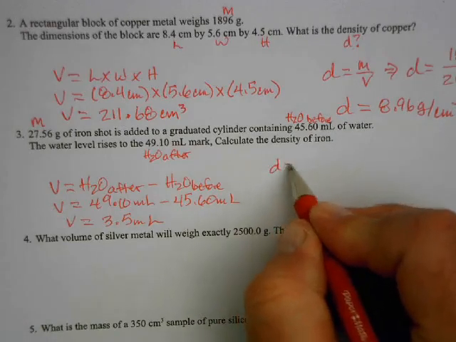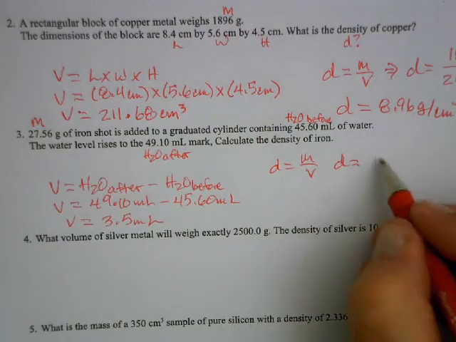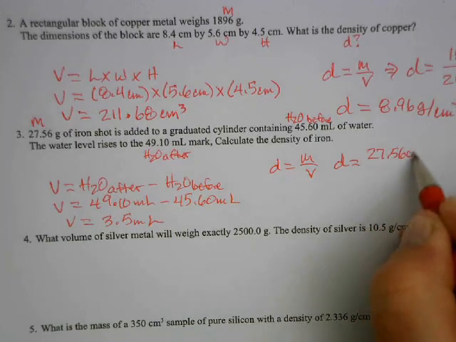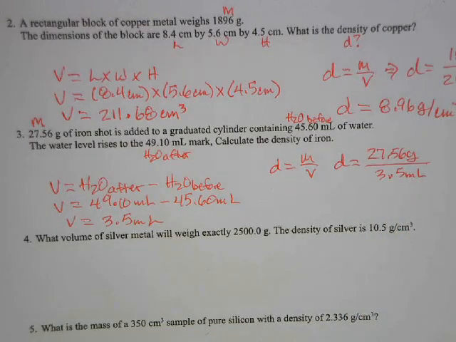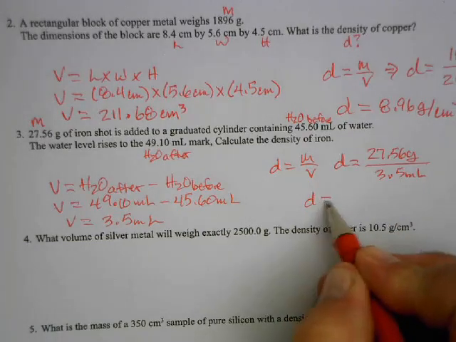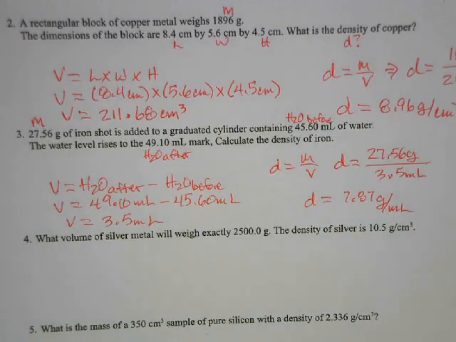So again, writing my equation, D equals M over V, mass over volume, plug them in. My mass was 27.56 grams. My volume I just found to be 3.5 milliliters. I'm just going to leave it in milliliters in this case. That's okay. In our labs, we often changed it to cubic centimeters because maybe we wanted to compare it to something else that was already in cubic centimeters, but it doesn't have to be written that way. Do the division, and I come out with 7.87 grams per milliliter. And so there's the density for number 3. Any questions so far?